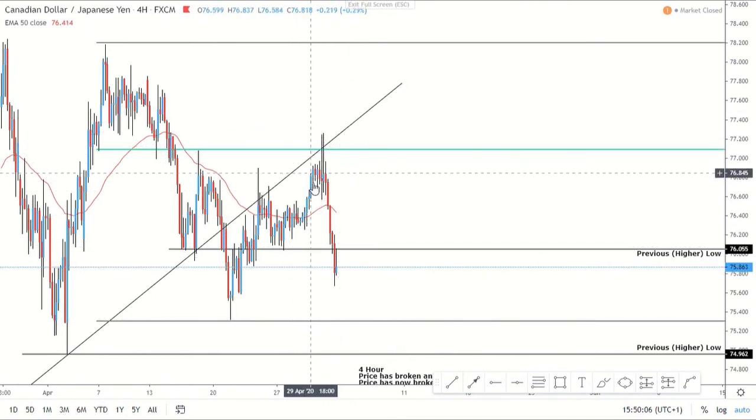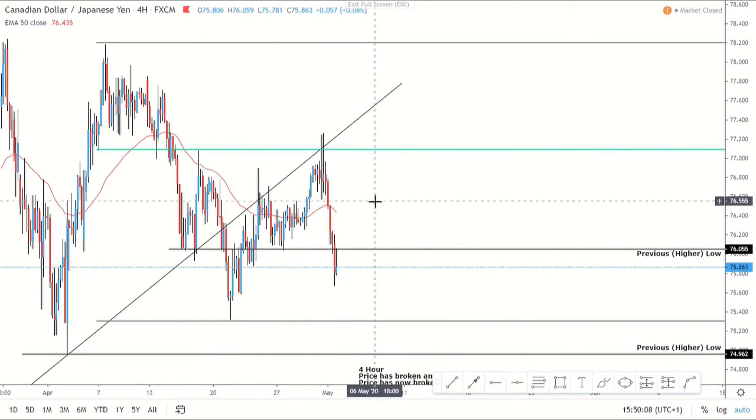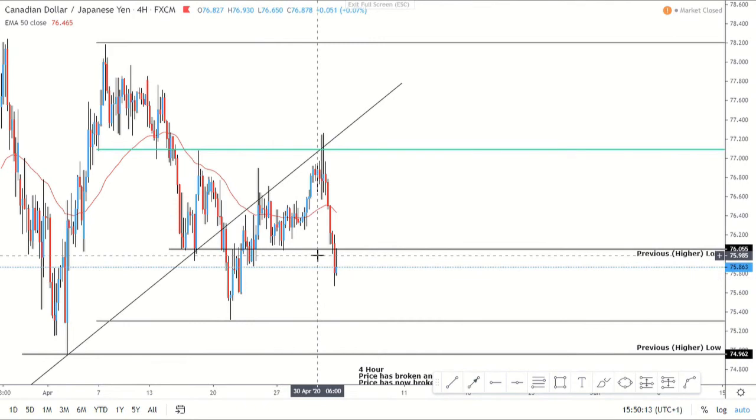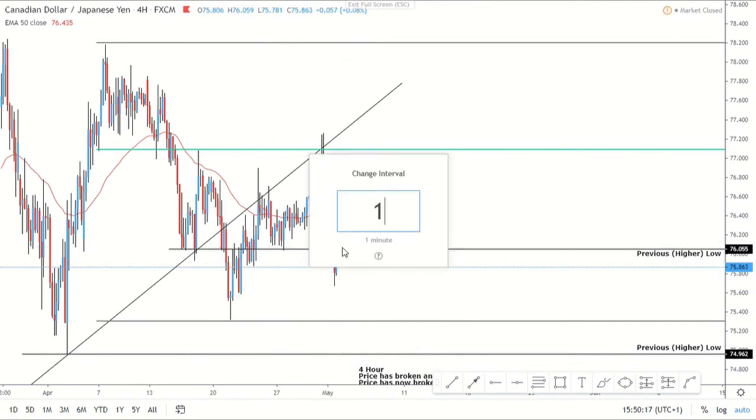Now we've come down, broke the 4 hour 50 MA, maybe see a small retracement, and then we come down to the downside. However, because we created this new low, I'd probably anticipate we're just going to come through now that we've retested that. So CAD Yen, I'm looking at shorts.